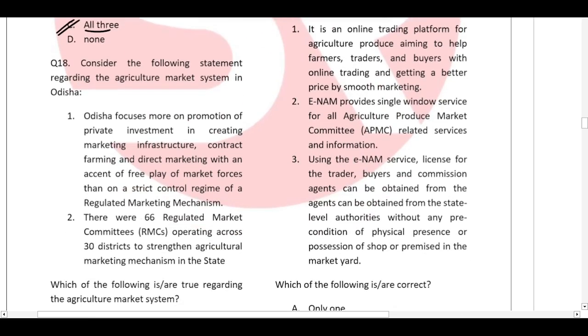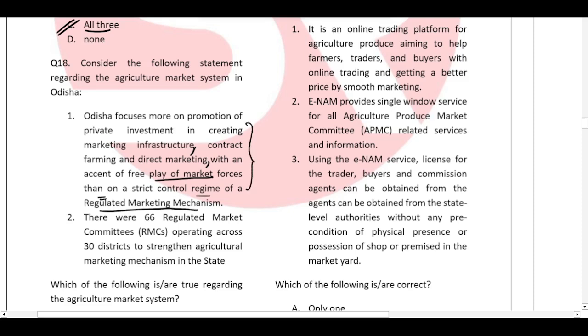Question number 18. Consider the following statements regarding the agriculture market system in Odisha. Odisha focuses more on promotion of private investment in creating market infrastructure, contract farming and direct marketing, with an accent of free play of market forces than a strict control regime of regulated marketing mechanism.